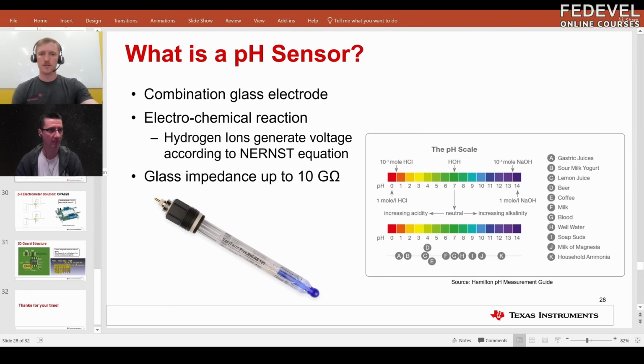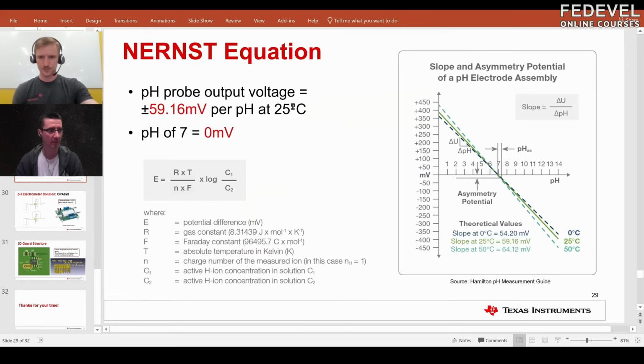And that's dependent on the Nernst equation here. And it gets very complicated. There's a lot of chemistry and physics in this technology, but all we need to know is that, at room temperature, the sensor is going to generate about 59 millivolts per pH, and could be positive or negative, and it's centered around 0 millivolts. So if it's a neutral solution, we'll read about 0 millivolts.